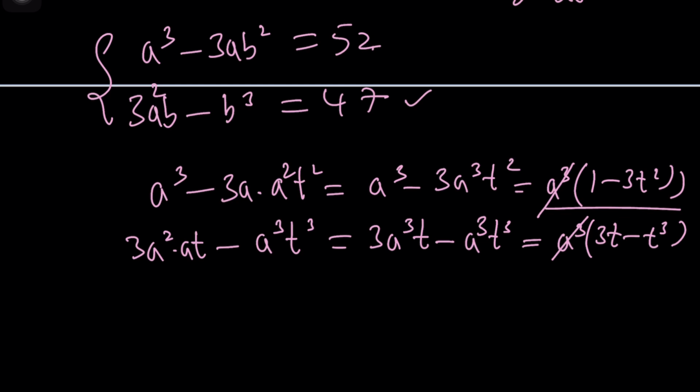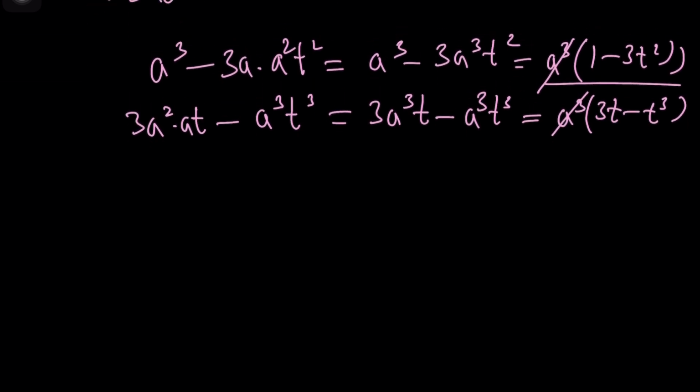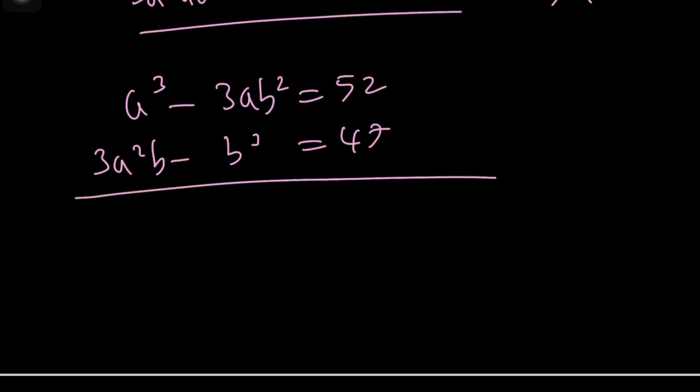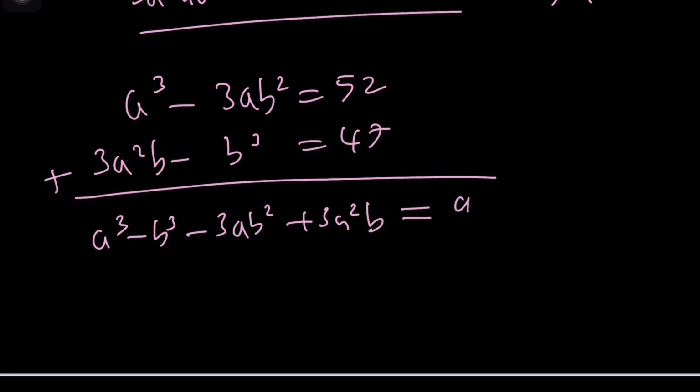So another approach that I thought about for this type of problem was the following. After we got these equations or system, a cubed minus, okay, and then we have this. We could go ahead and add these equations, right? If we add them, we should be getting something like this, equals 99. Nice.